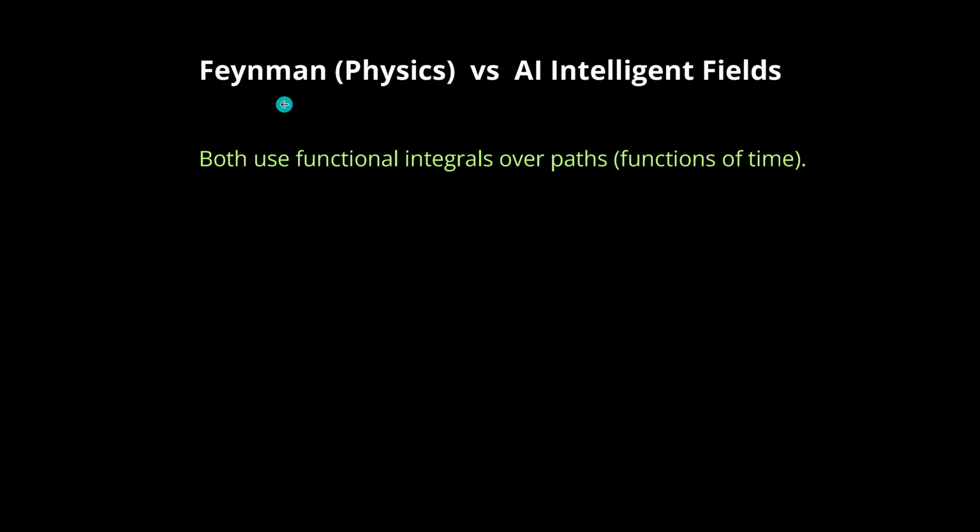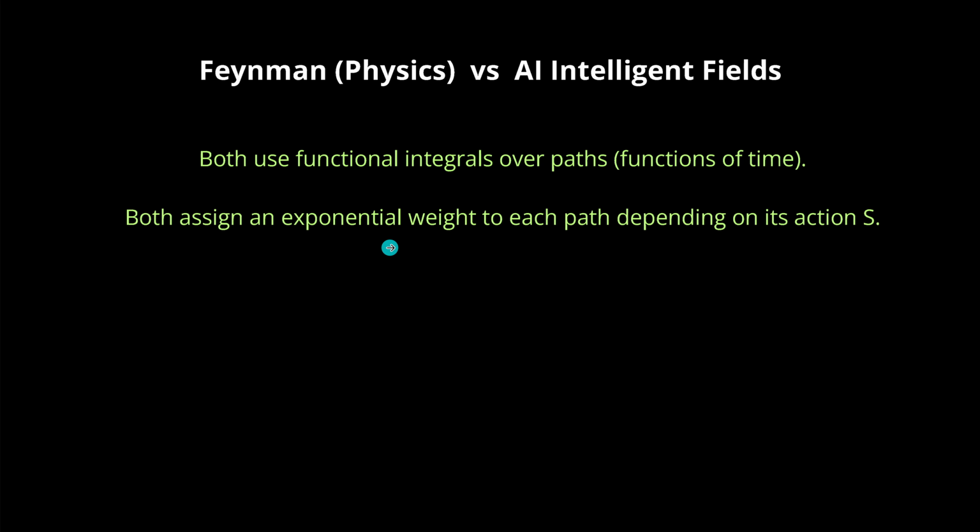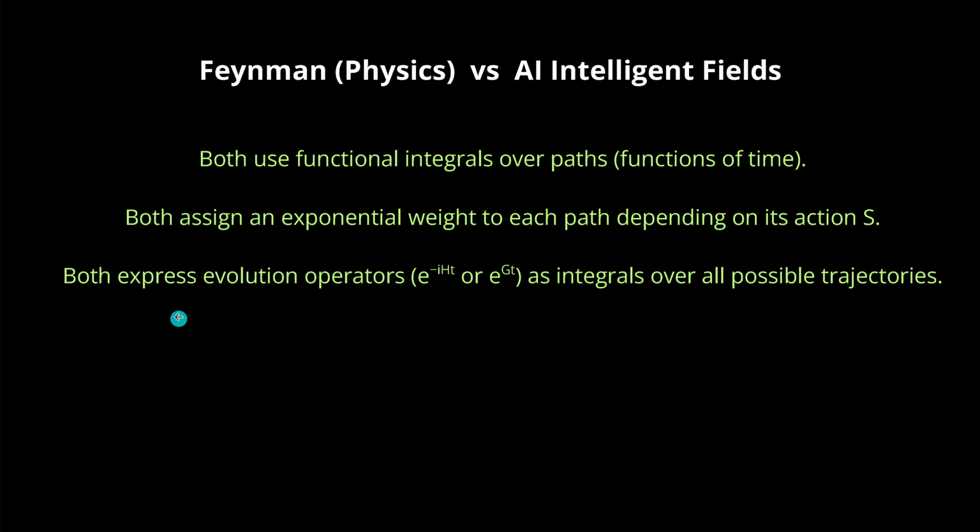So, if we compare now what we know from theoretical physics, our Feynman integral, and let's go with quantum mechanics here, and the AI intelligent field, this new AI approach. Both use a functional integral over the paths of the function of times. And this is great. Both assign an exponential weight to each path depending on its action S, and this is amazing. I just showed you the formula. Both express this particular evolution operator, this is one in theoretical physics and this is the one in AI intelligent field, as integrals over all possible trajectories. What a coincidence, because this was our game.